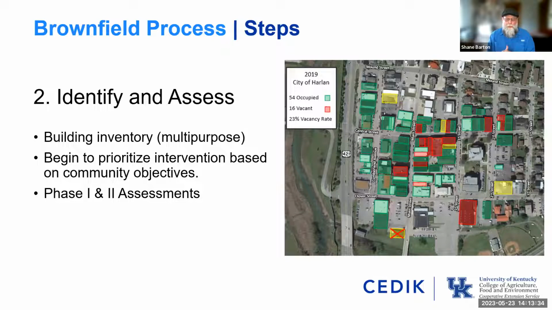In fact, the map on the right was a community engagement process where folks walked the city of Harlan in eastern Kentucky and began to map all of the buildings that were occupied or vacant to get a sense of what their directions could be as they prioritize either promoting or trying to attract investments in those. So once we identify and assess, it really gives us an opportunity to start the brownfield assessment.